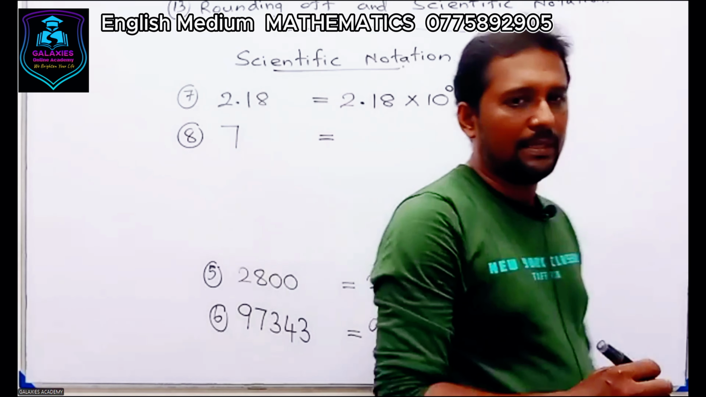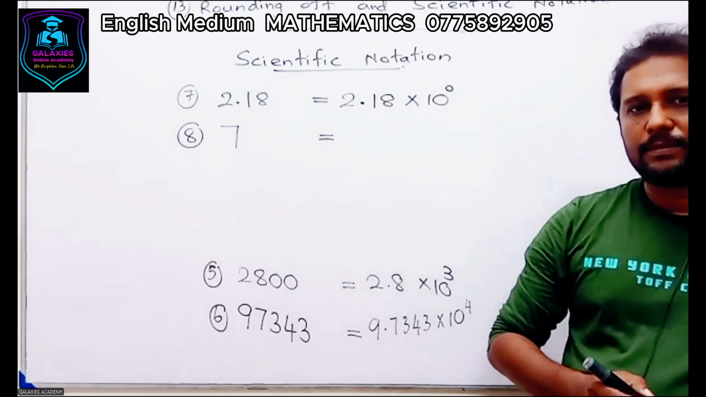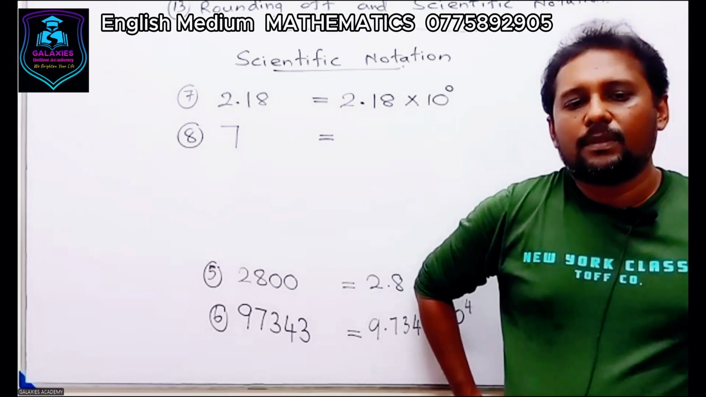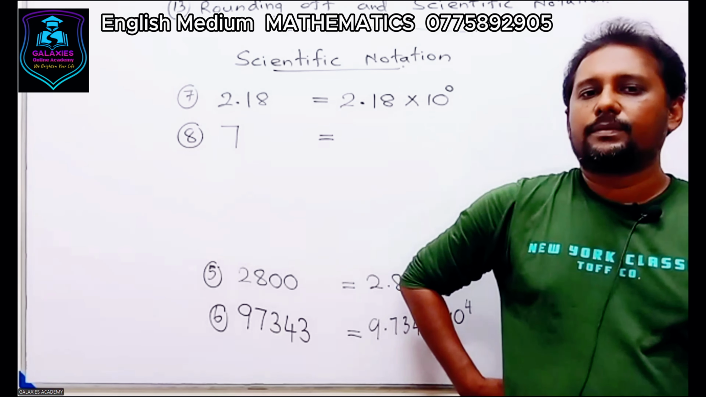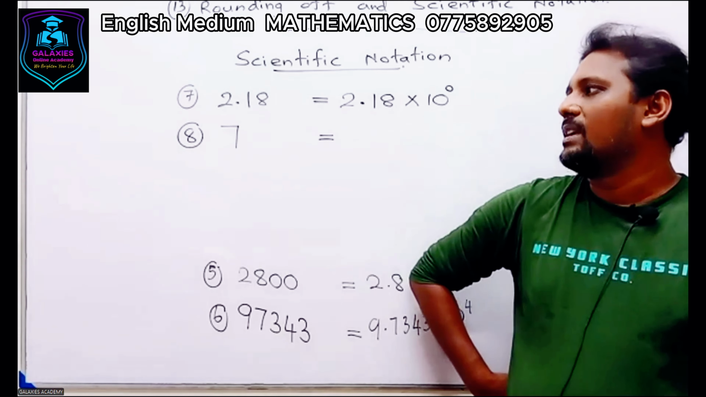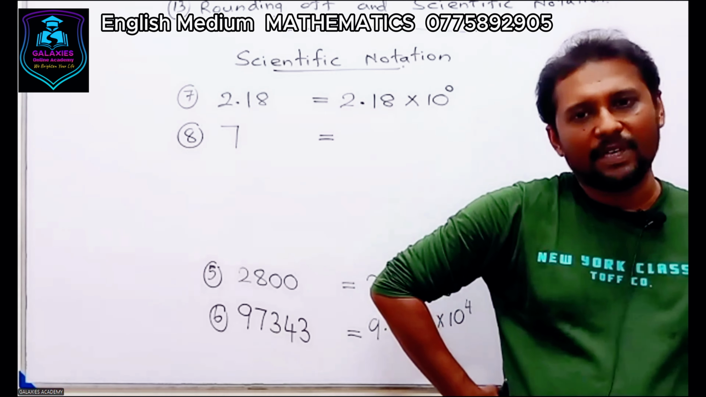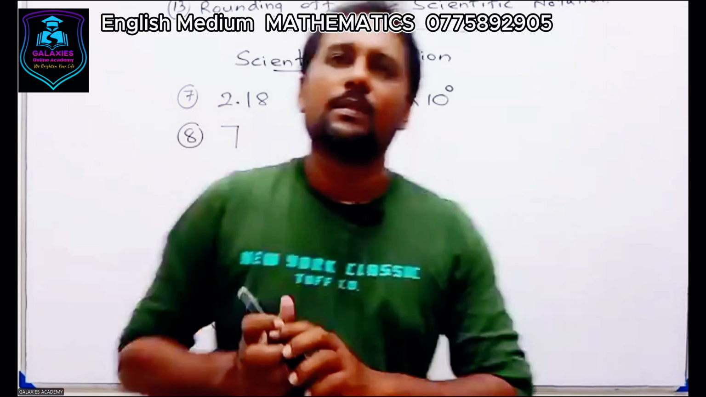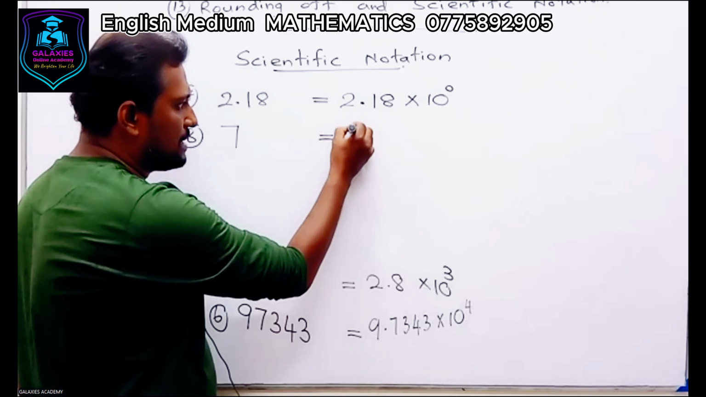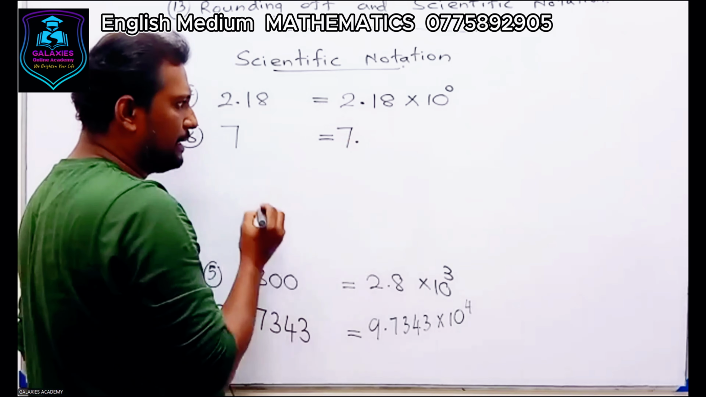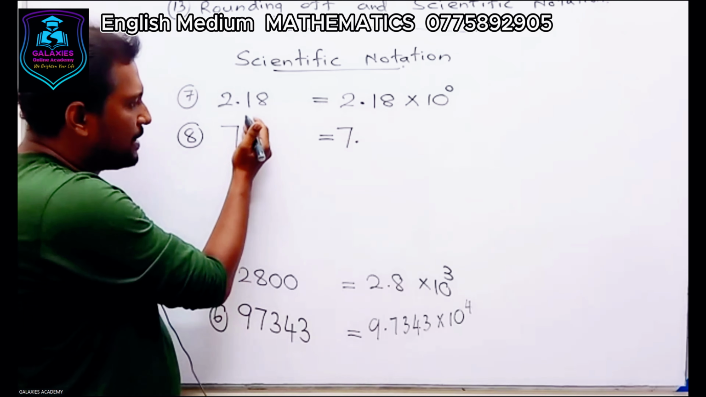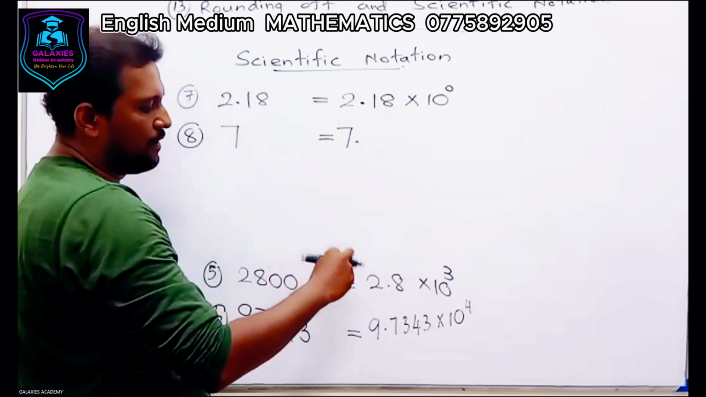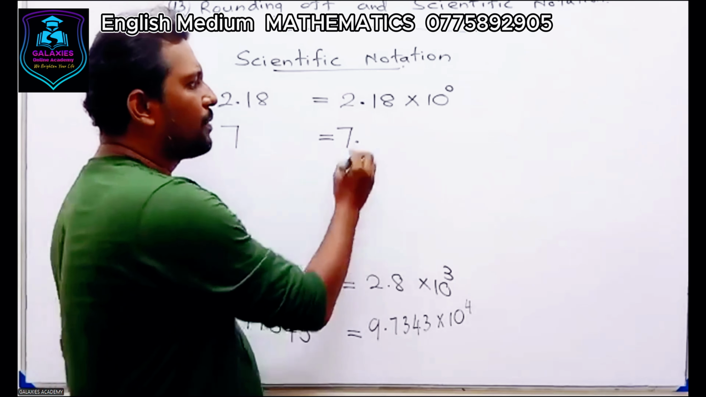Next number is 7. Right. What is the first digit of this number? 7. So you have to keep the decimal point after 7. 7 point. Then there are no digits after 7. But you have to write at least one digit after the decimal point. So which digit do you have to write here?